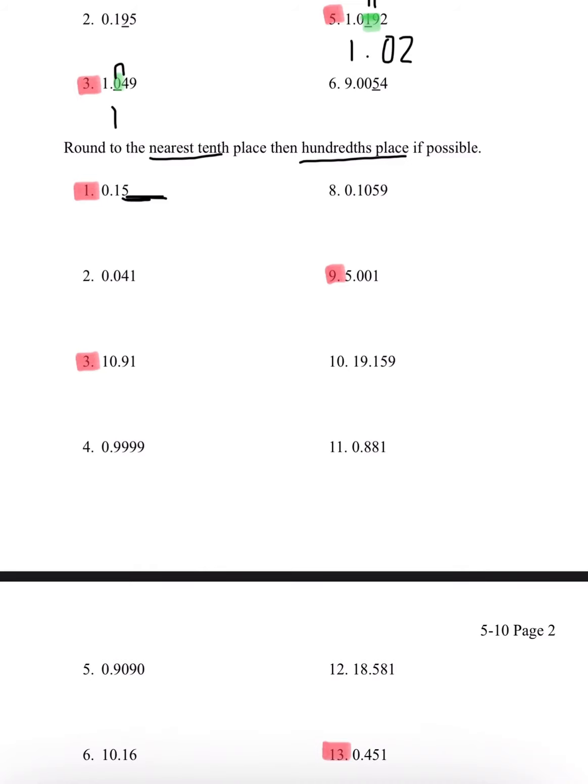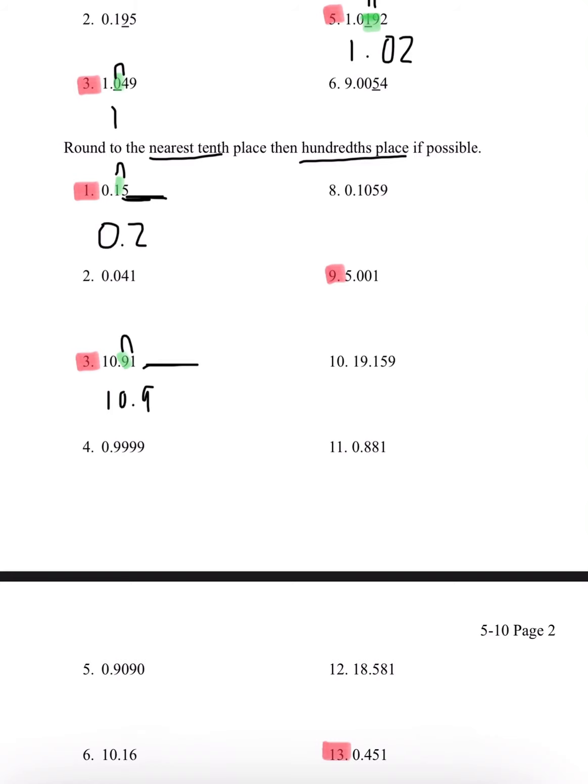So 10th place is where 1 is. And if you look at 1, behind it is a 5. So that means we do round. So this is going to be 0.20 as our answer. Number 3, it gives us 10.91. So let's look at the 10th place. And we can't round to the hundredths place either because there's no numbers after 1. So if we look at 9, behind it is a 1, so we don't round. So we just leave it as 10.9.